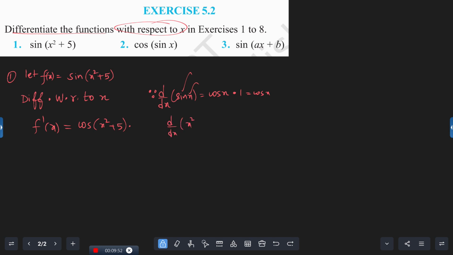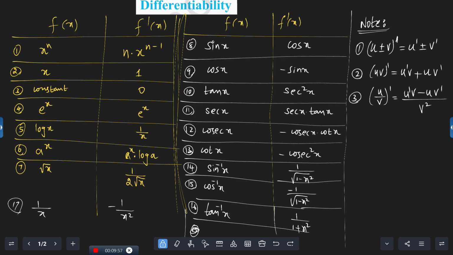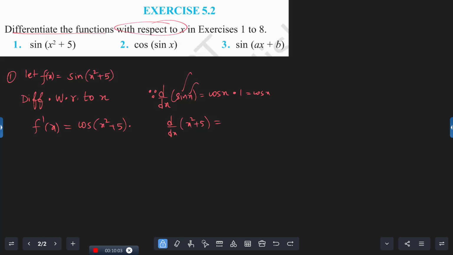X square plus 5. For addition and subtraction, what formula did I give? We can differentiate separately. So x square we differentiate separately and plus 5 separately. The x square derivative: power 2 comes down, power 2 minus 1, and plus 5 derivative is 0, because 5 is a constant. So that is 2x power 1, that is 2x. You have to mention that here.